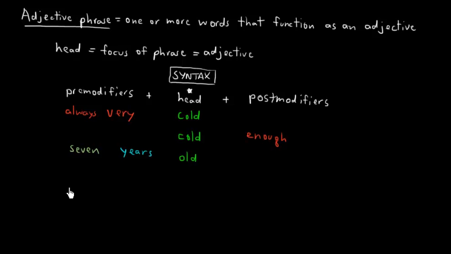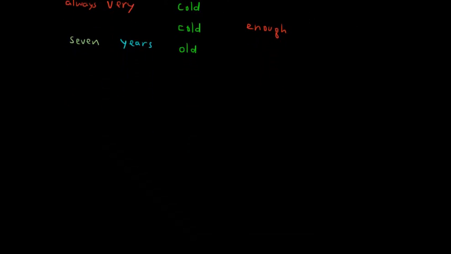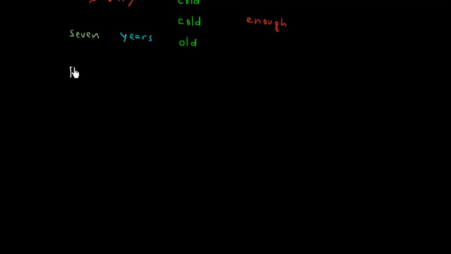Now the other syntax that we can have, and I'm going to move all this up a little bit, is pre-modifiers plus head plus complement. I'll put complements, although having more than one is pretty rare. The difference between a post-modifier and a complement is generally its form, but the complement generally completes the meaning of the adjective. We'll throw some examples up to hopefully make that a little clearer.